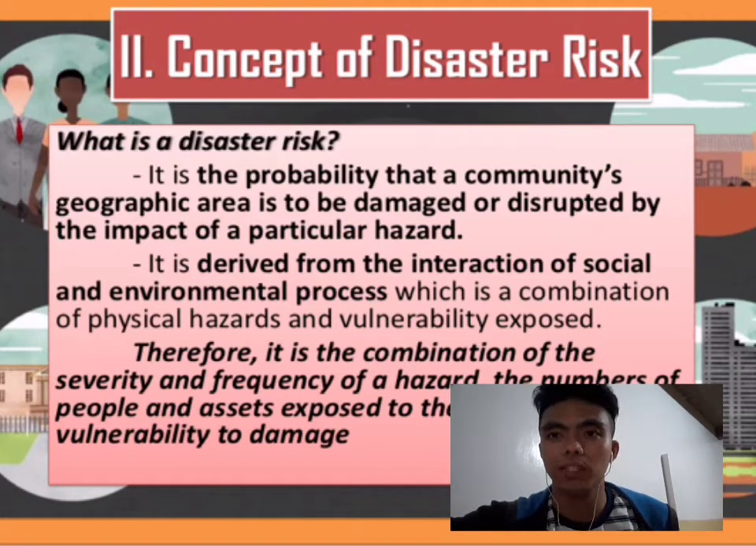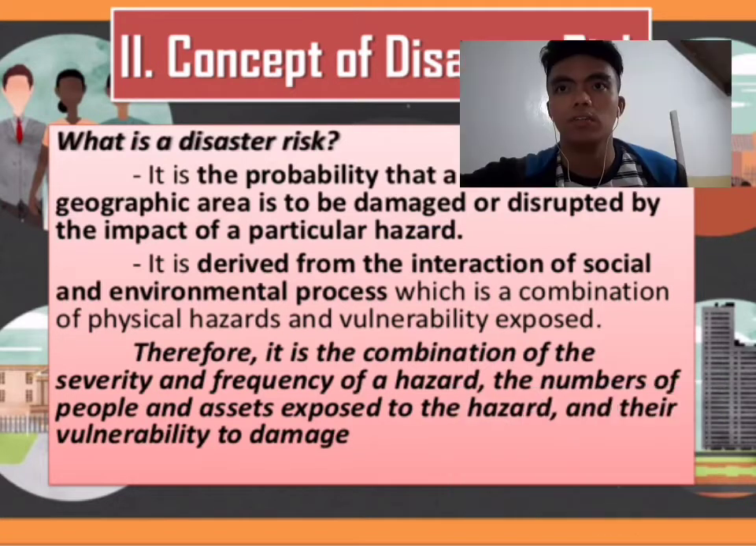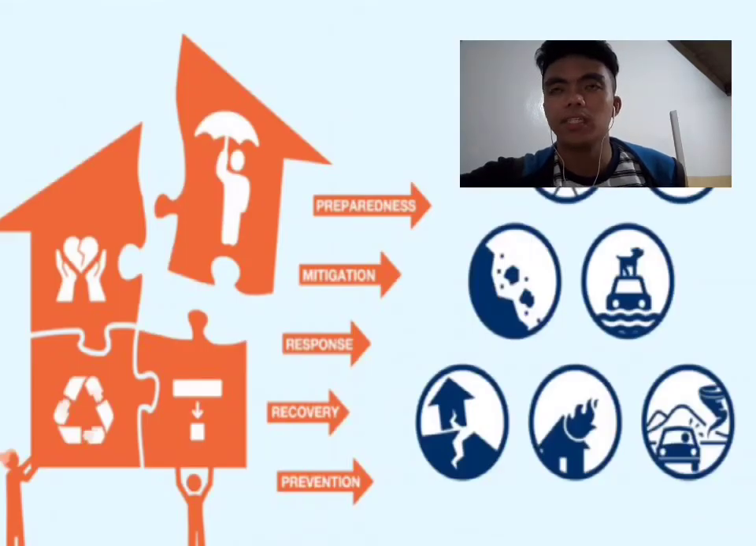Therefore, it is the combination of the severity and frequency of a hazard, the numbers of people and assets exposed to the hazard, and their vulnerability to damage. So it means that the disaster risk is the chance or the possibility of a particular geographical area to be hit or damaged by a hazard.